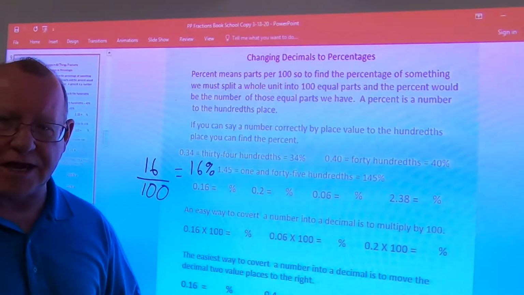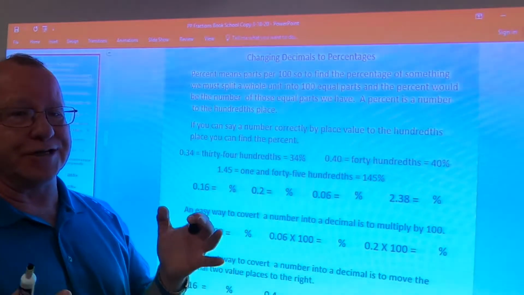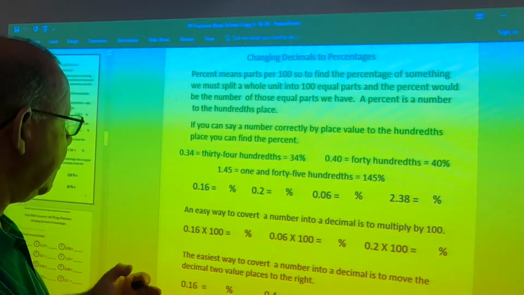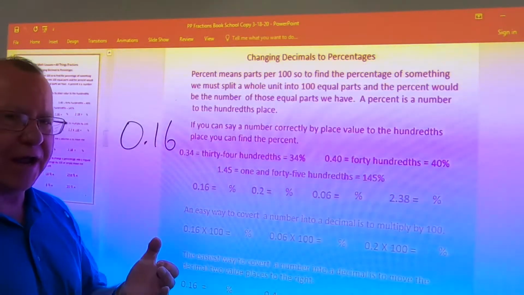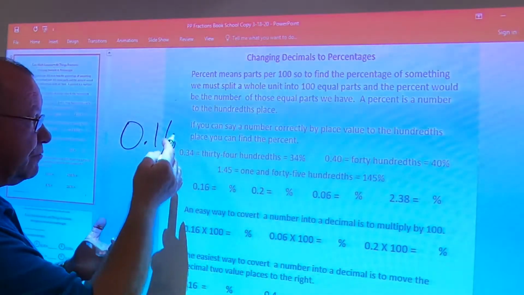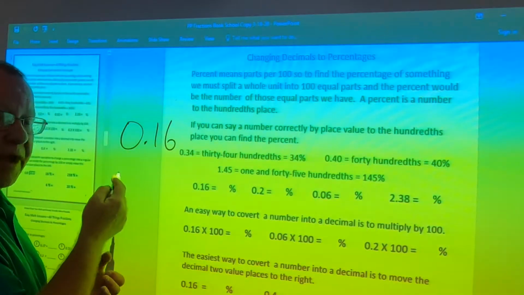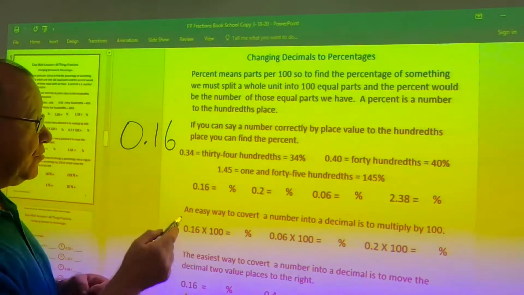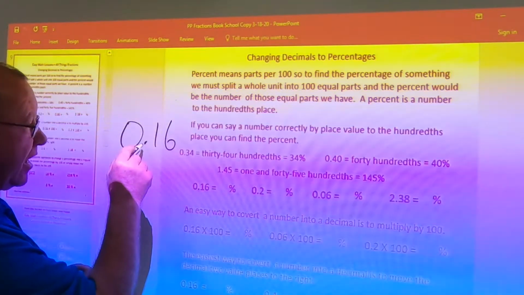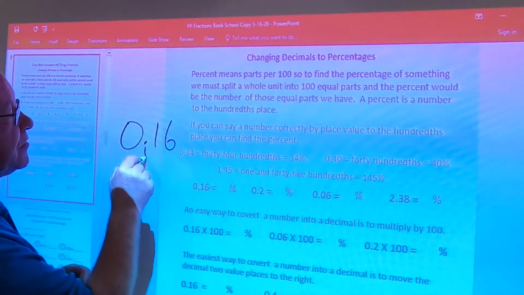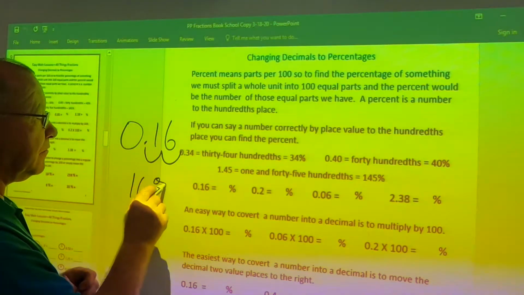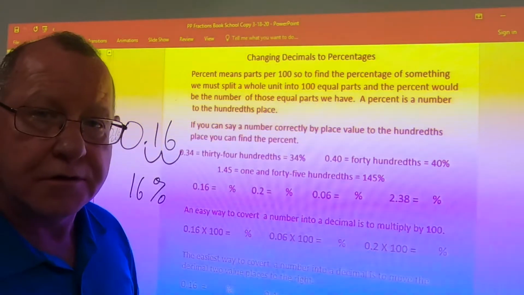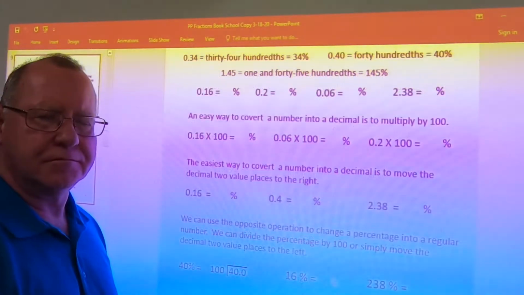Now, there are several ways I can achieve this. I'm going to show you just the really easy way to do it. So if I had 0.16, when I multiply by 100, what I'm really doing is just moving my decimal. 100 has two zeros, so I need to move my decimal to the right two places. 1, 2, so that would equal 16%. And it's as easy as that.